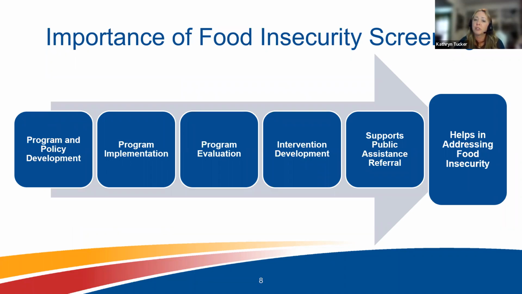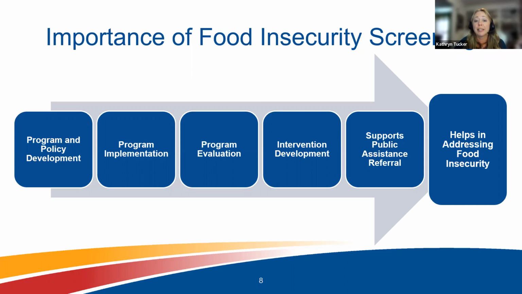The importance of food insecurity screening. To start, we want to look at identifying and assessing the extent of food insecurity, which is important for program and policy development. Most state units on aging do not focus on food insecurity when implementing the Older Americans Act nutrition program and their regulations, policies, procedures, targeting, prioritizing, and state plans and initiatives.